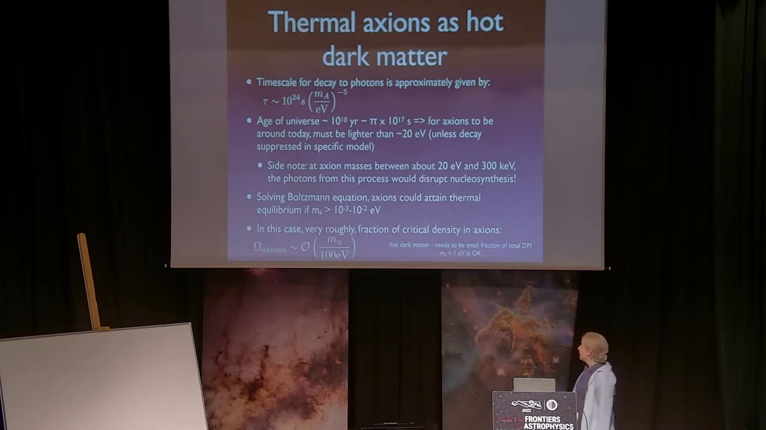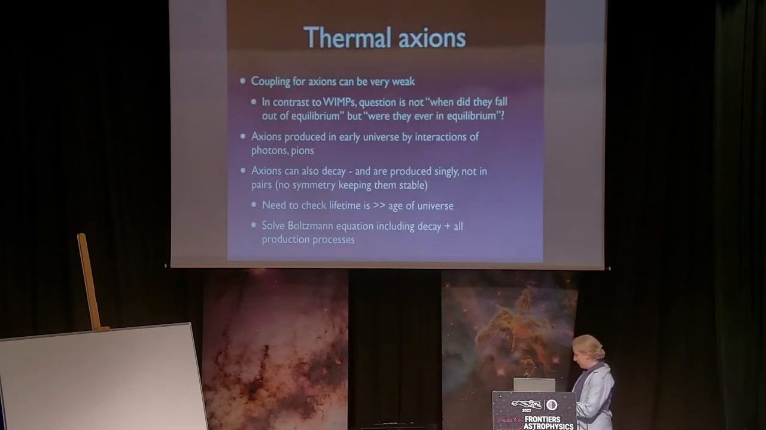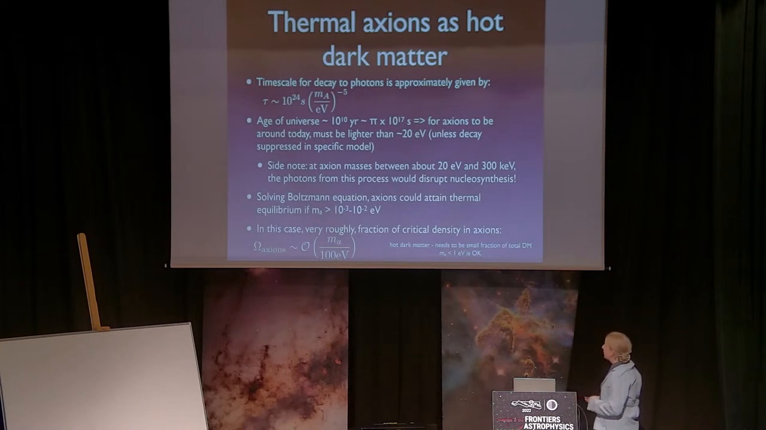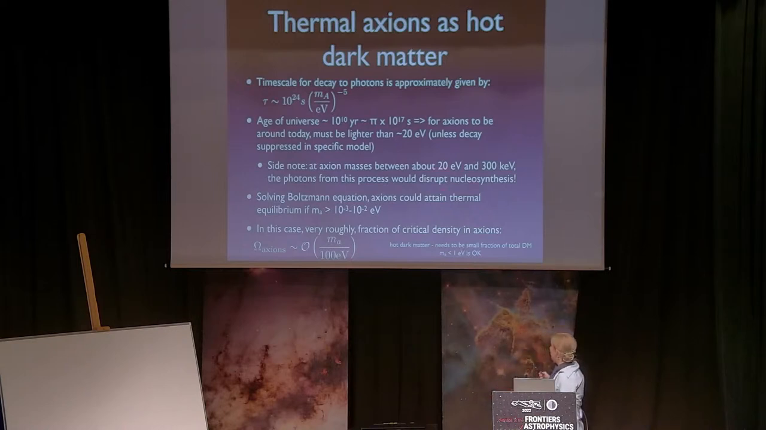So that tells us that for axions to be around today, they must be lighter than about 20 eV, unless you have a specific model that stops them from decaying. Now, it's actually also true that for an axion mass between about 20 eV and 300 keV, the photons from those decays would mess with nucleosynthesis, so they wouldn't be dark matter. They also shouldn't be around in the spectrum if they were produced in the early universe.